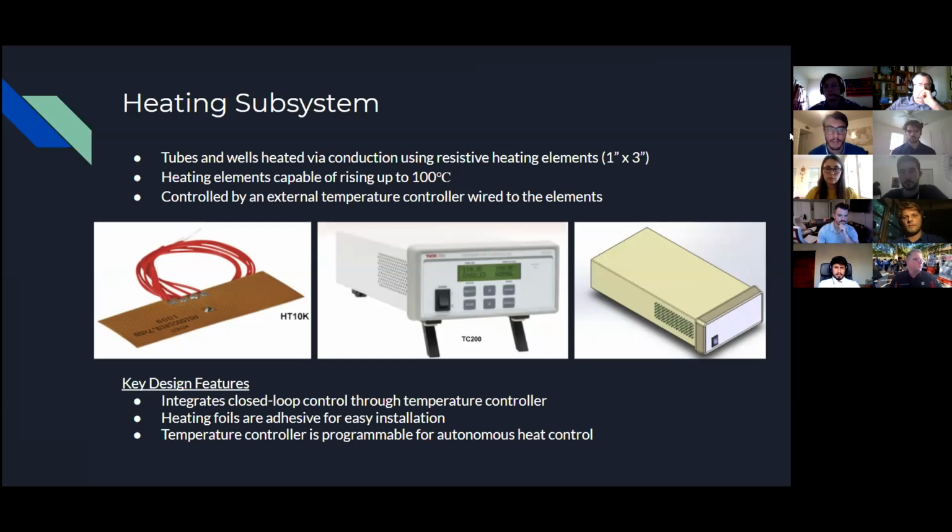So during the design process, the decision was made to divide heating and cooling into 2 different subsystems since they function independently from one another. For heating, the design resulted in the use of resistive heating elements attached to the wells and tubes to heat using conduction. The chosen heating elements consist of adhesive foils wired to an external temperature controller capable of heating up to 100 degrees Celsius. As a result, some of the key features of this design are the adhesiveness of these foils, which makes installation very easy, as well as the use of the temperature controller, which allows for closed loop control and custom programming to allow us to create an autonomous system. Next slide.